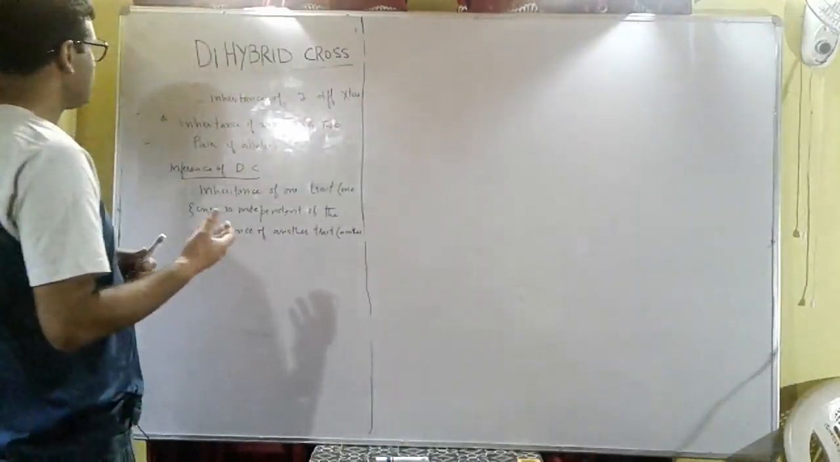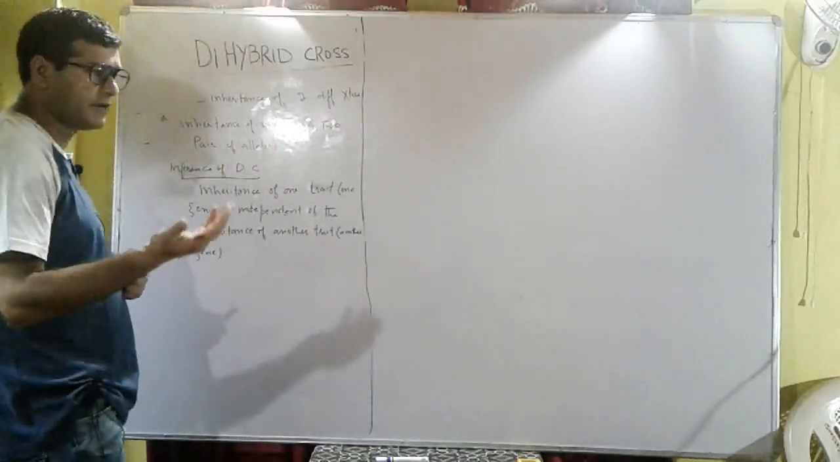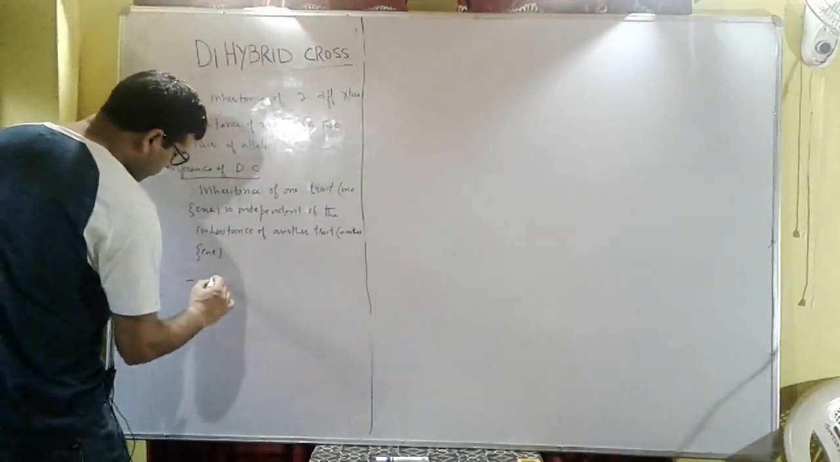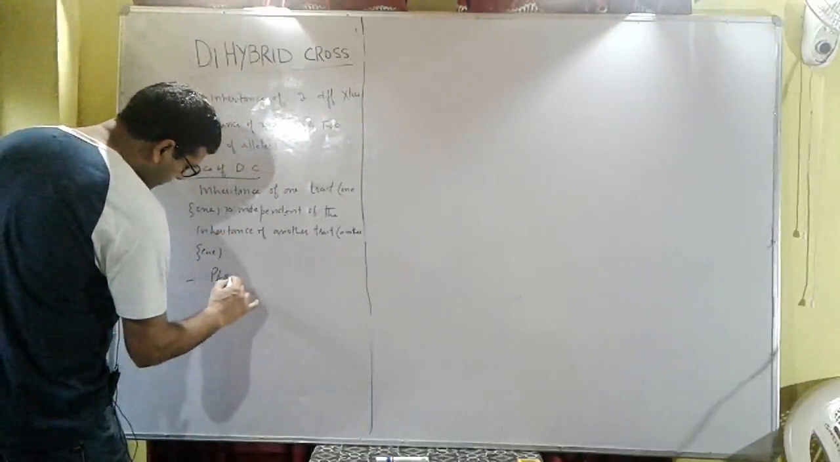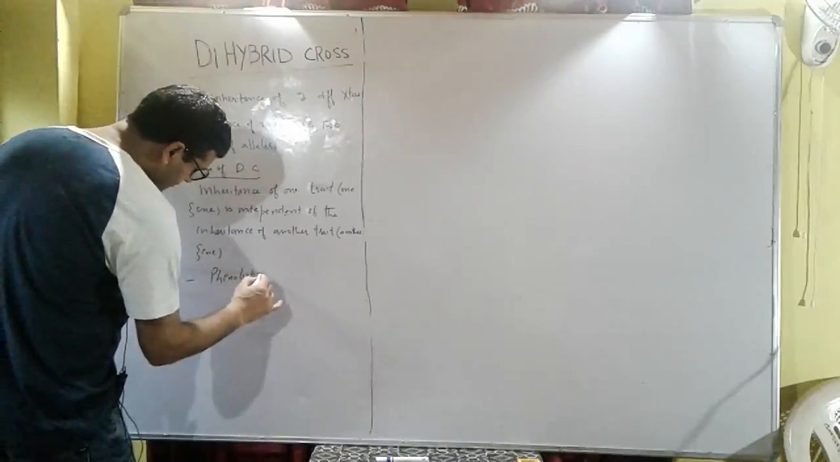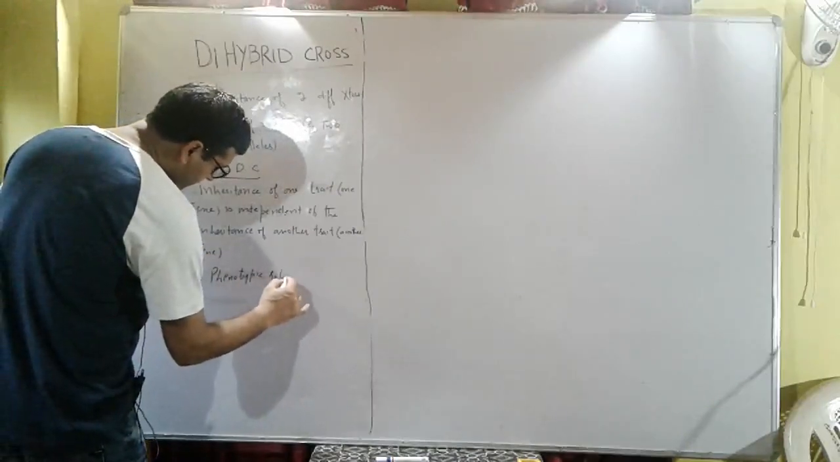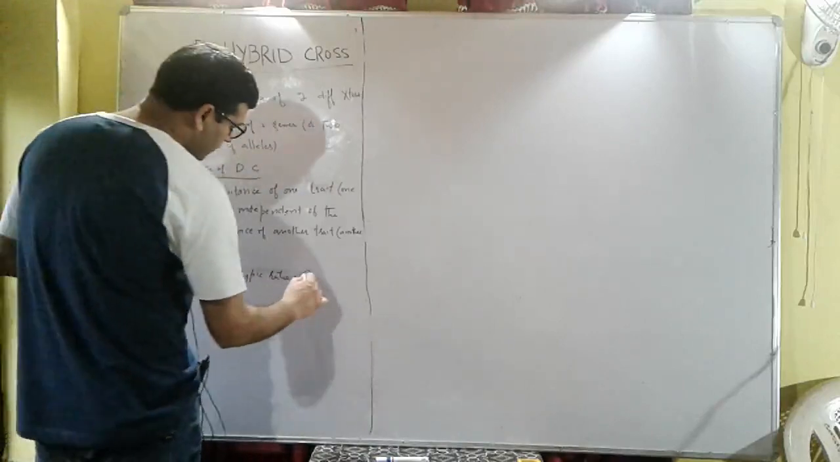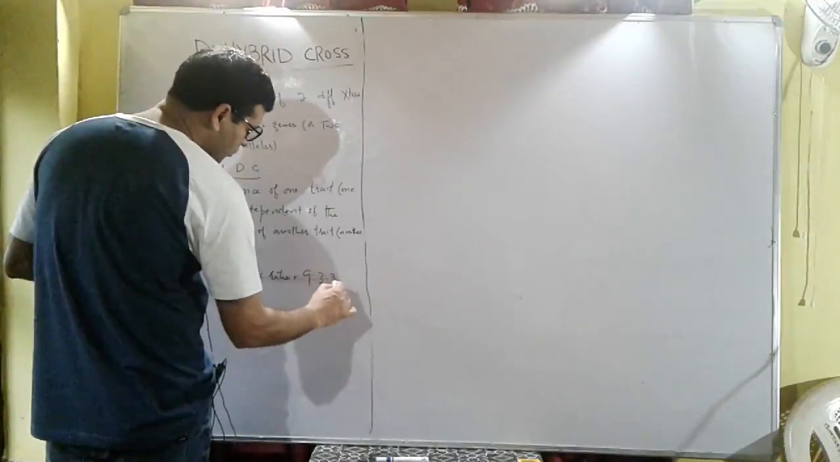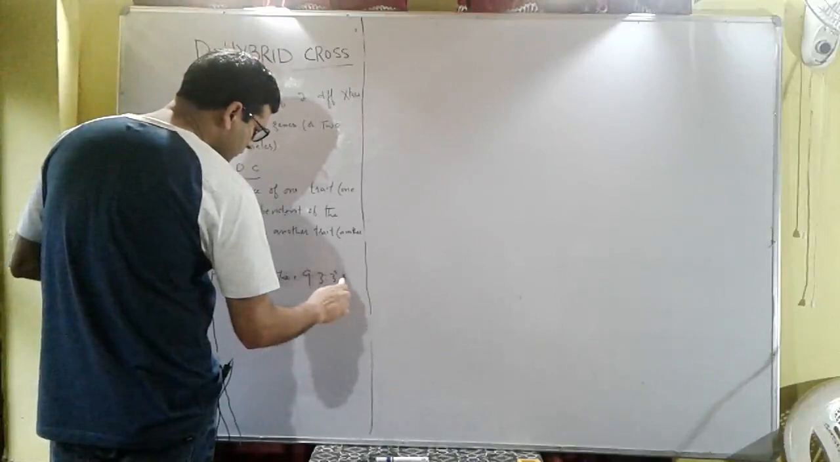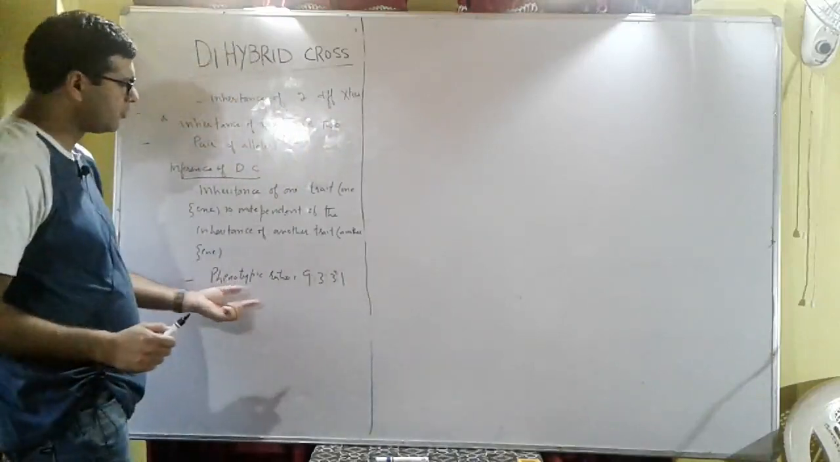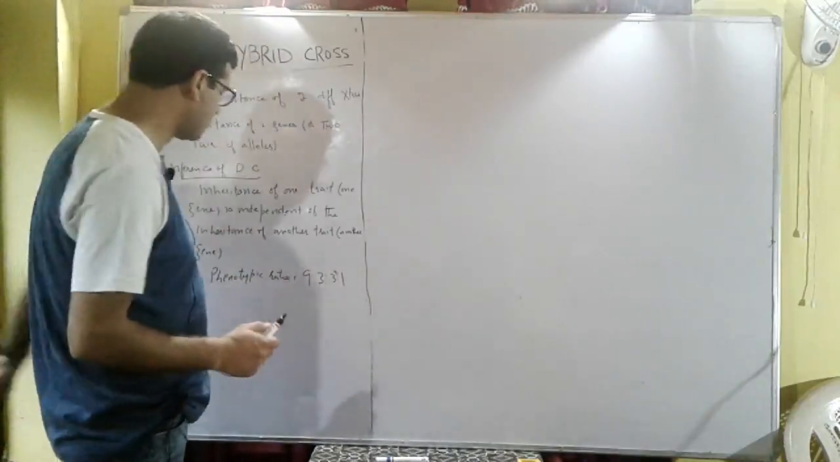I will show you the dihybrid cross. In case of a dihybrid cross, what is the phenotypic ratio? The phenotypic ratio in case of dihybrid cross is 9:3:3:1. This is the typical phenotypic ratio in case of dihybrid cross.